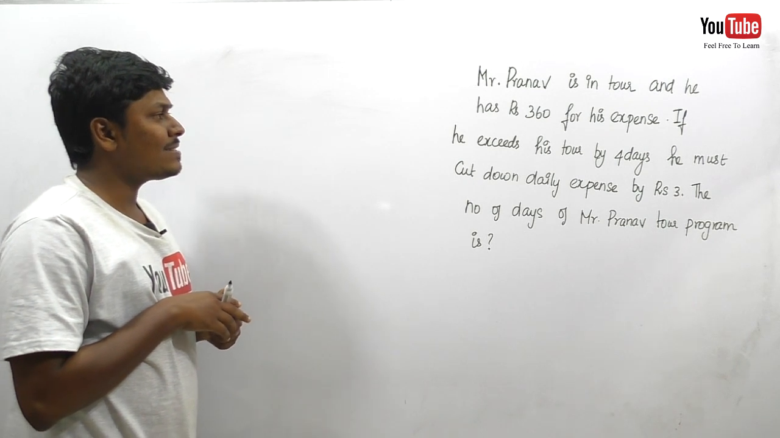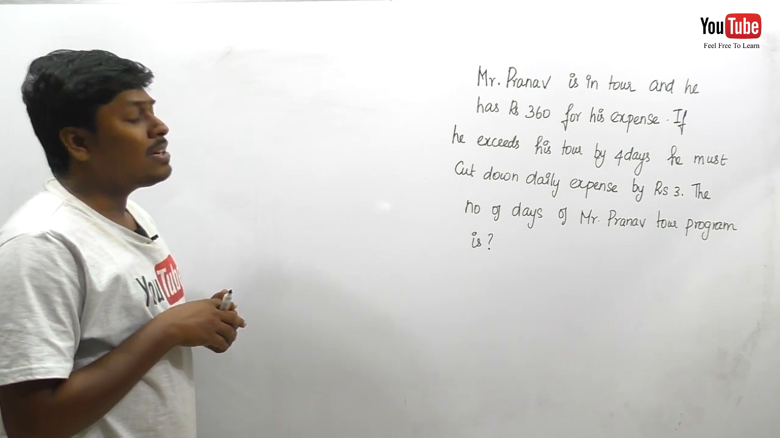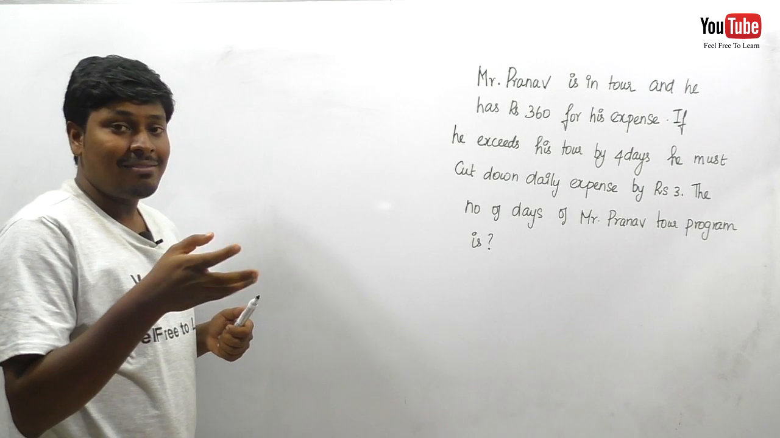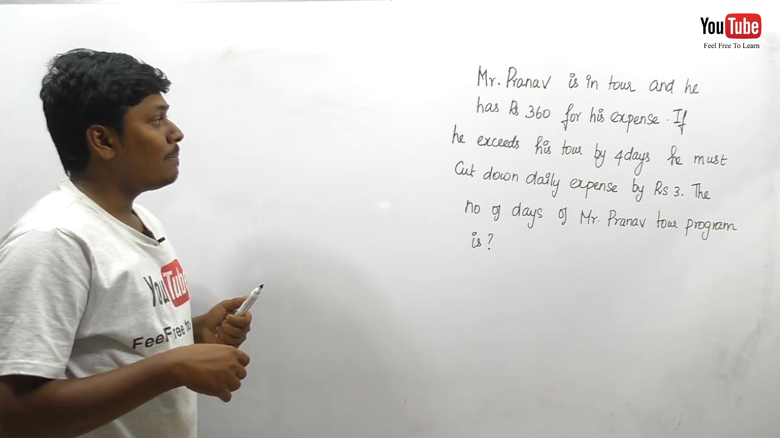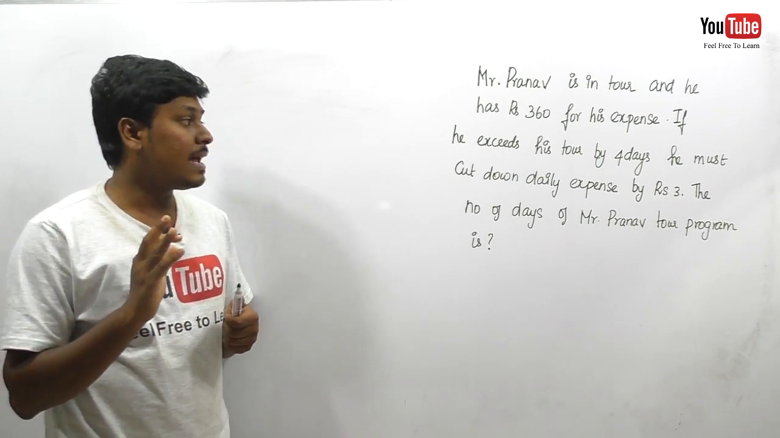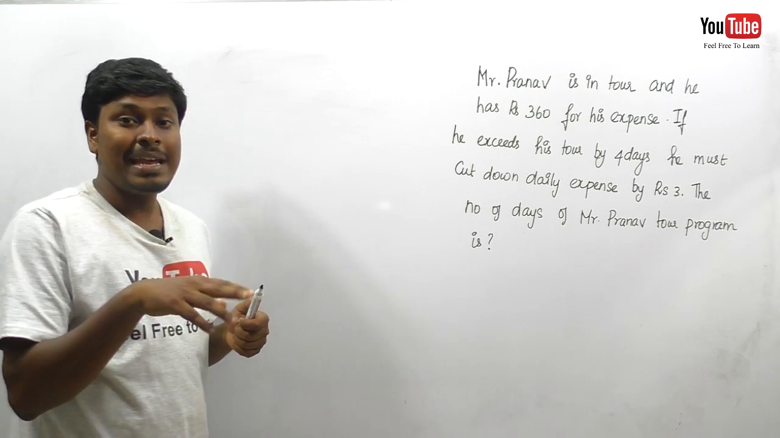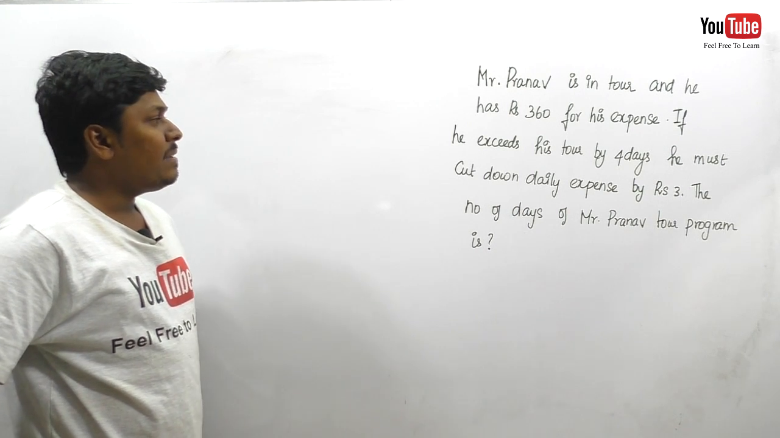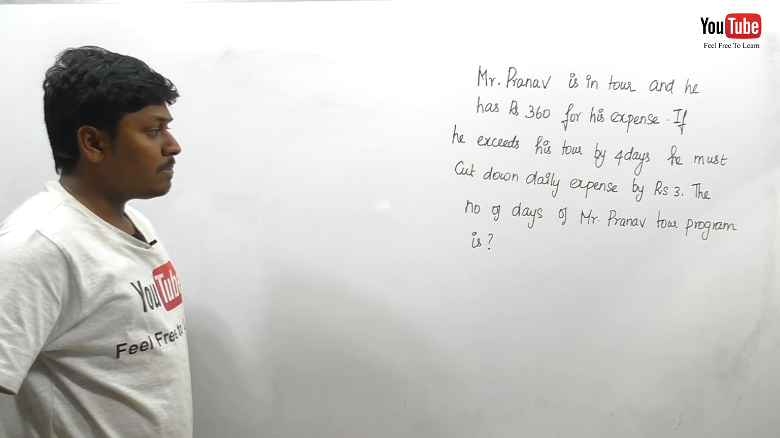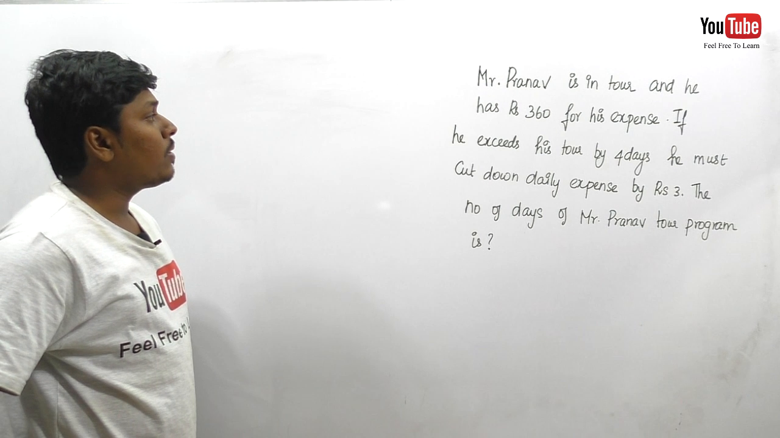So friends, let me understand the concept. Mr. Pranab is going on a tour for some days. We need to calculate how many days he is going for the tour. He has 360 rupees in his hand. If he extends his tour by 4 days, then he must cut down the daily expense by rupees 3. And we need to find the number of days he went for the program.